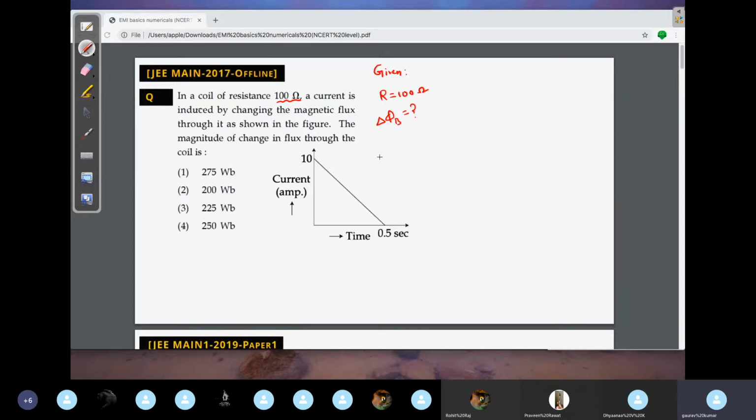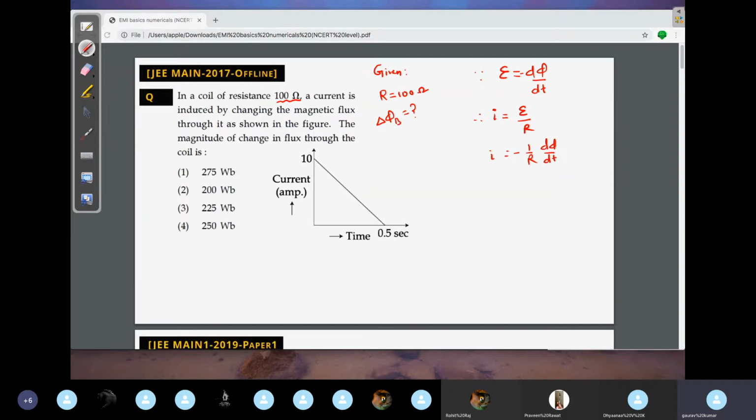Okay, so now we know the EMF induced. What is the formula for that? EMF induced is always minus d phi by dt. This is the value. So what is current? Current will be equal to EMF by resistance. This is the formula. So we'll get here minus 1 by R d phi by dt.